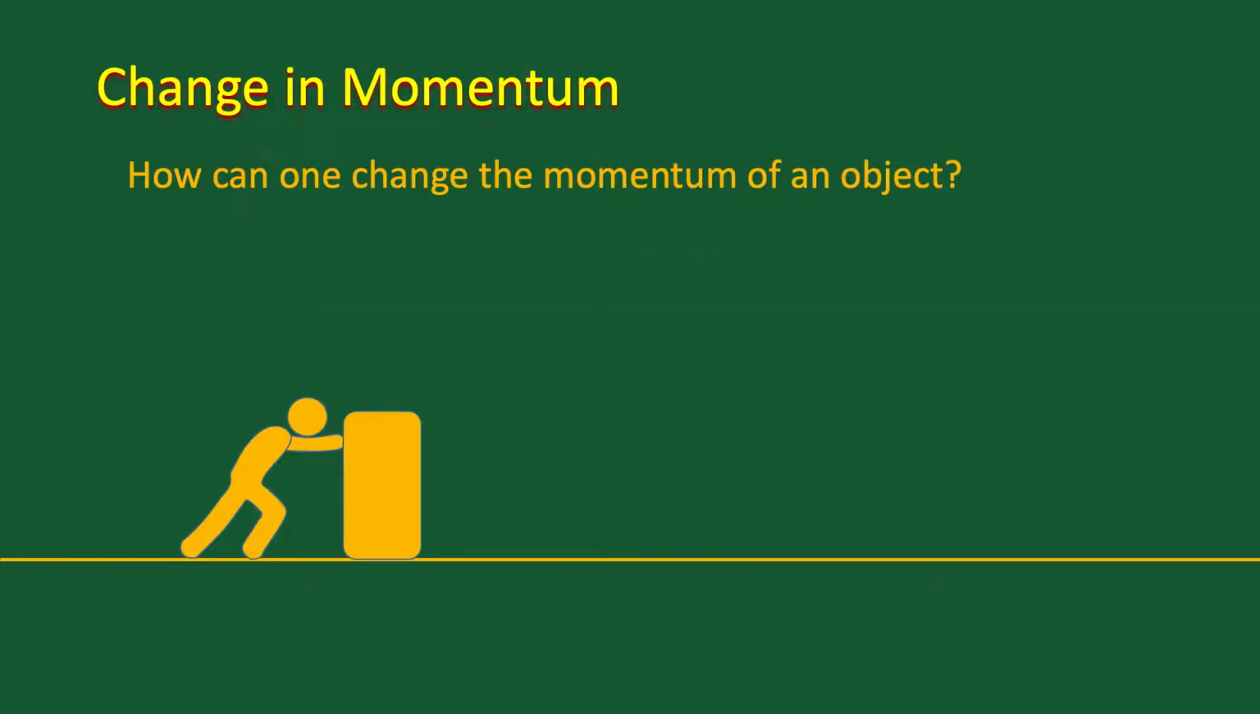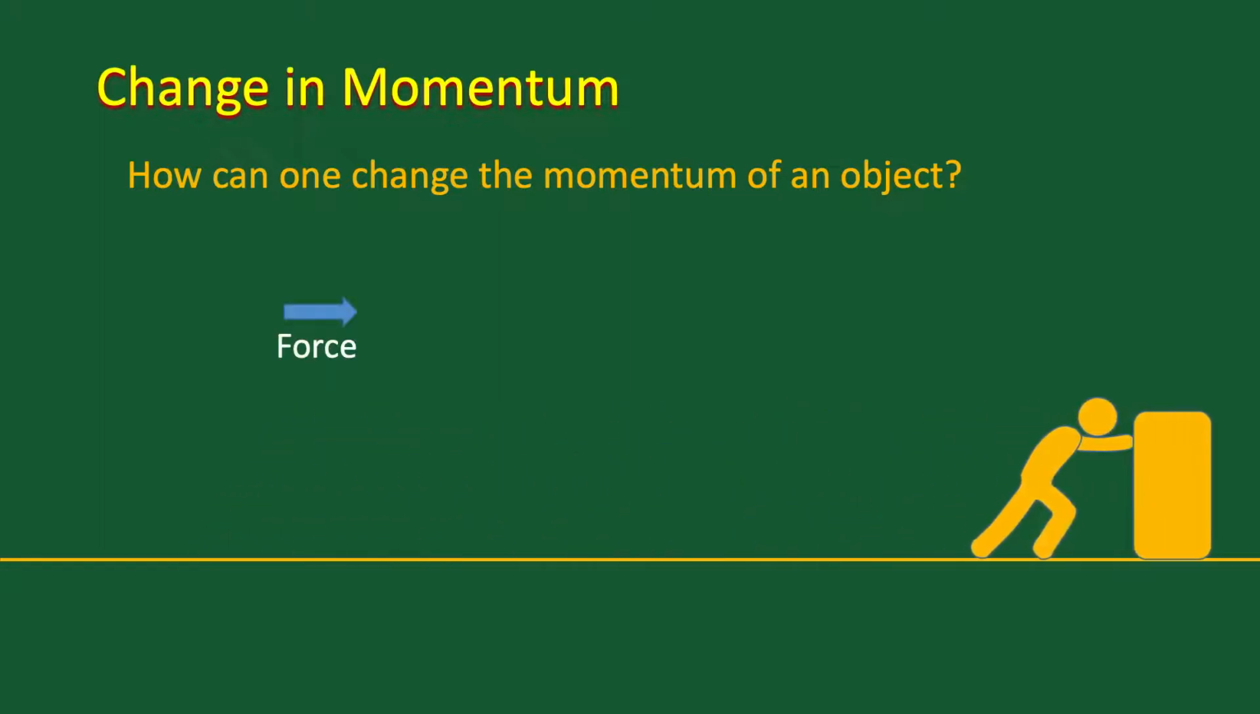So now let's talk about change in momentum. What do you need to do in order to change the momentum of an object? In the picture you can see that there is a big box and the box is initially at rest. What do you need to do in order to change the momentum of that object? We know from our everyday life experience that we need to apply some force in order to change the momentum of the block.